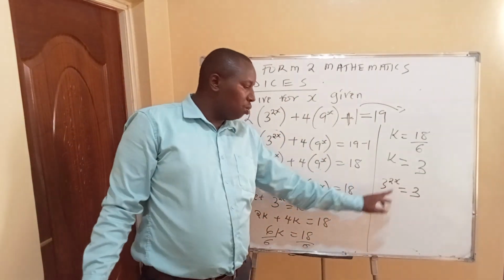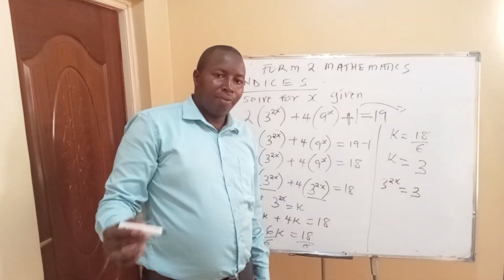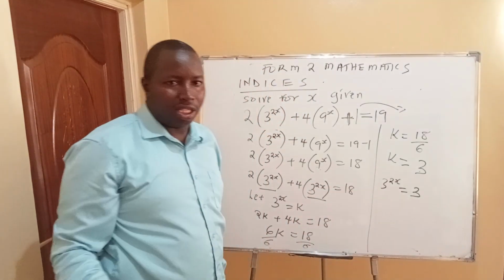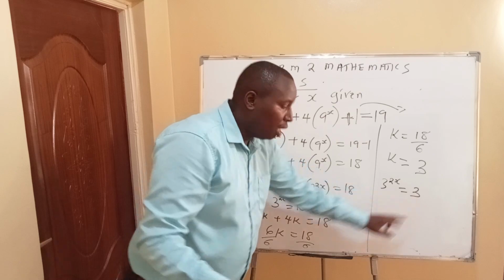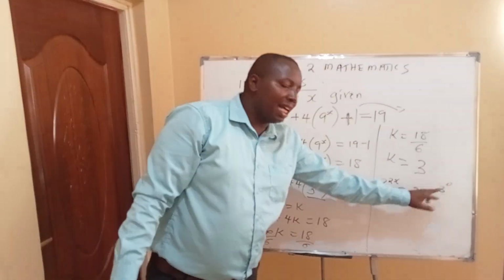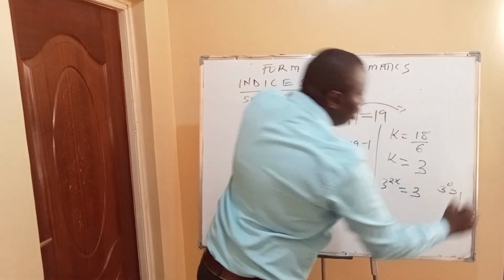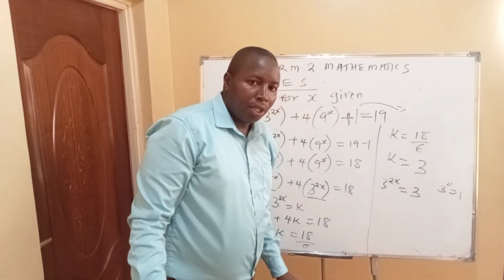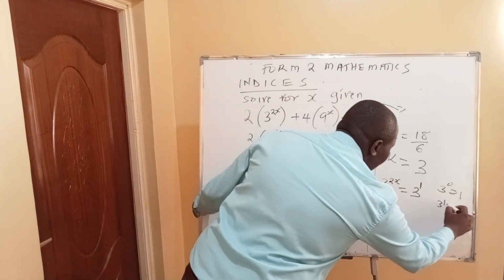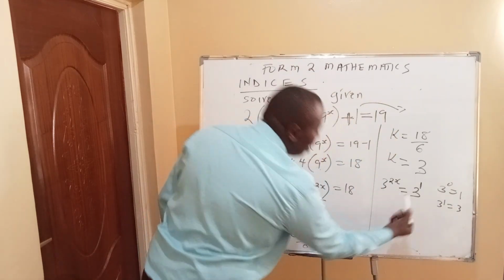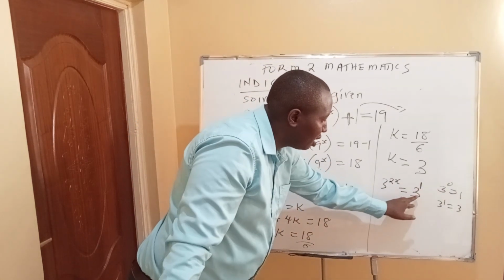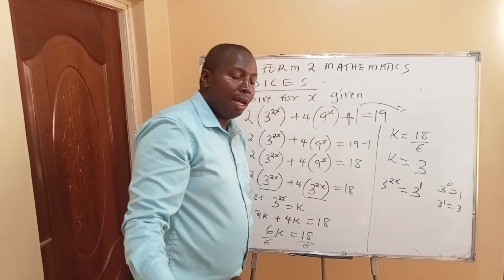The first one, 3 raised to power 2x, is already in power form. Then the second one, can you write it in indices? There's a 3. If you write 3 raised to power 0, this will not work, because any number raised to power 0 is always equal to 1. So you cannot put 0 there. Then if you put 1 here, 3 raised to power 1 is equal to 3. So this one should be raised to power 1, but not power 0. So that 3 raised to power 1 is 3.